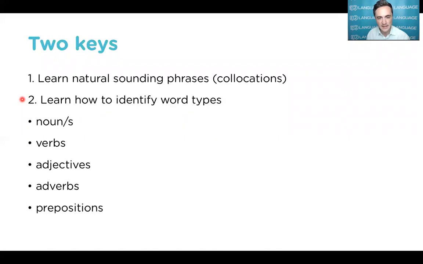You also need to learn how to identify word types. Nouns, you need to be able to look at a text and go, that's a noun, noun, noun, noun, noun. You need to be able to look at a text and go verb, verb, verb, verb, verb, adjective, adverb, and preposition. You need to be able to identify the word types. Not just because it will help you in fill in the blanks, but by being able to identify word types, it will greatly improve your grammar, because then when you're writing a sentence, you know that that's not right because that has to be an adjective, not an adverb, for example.